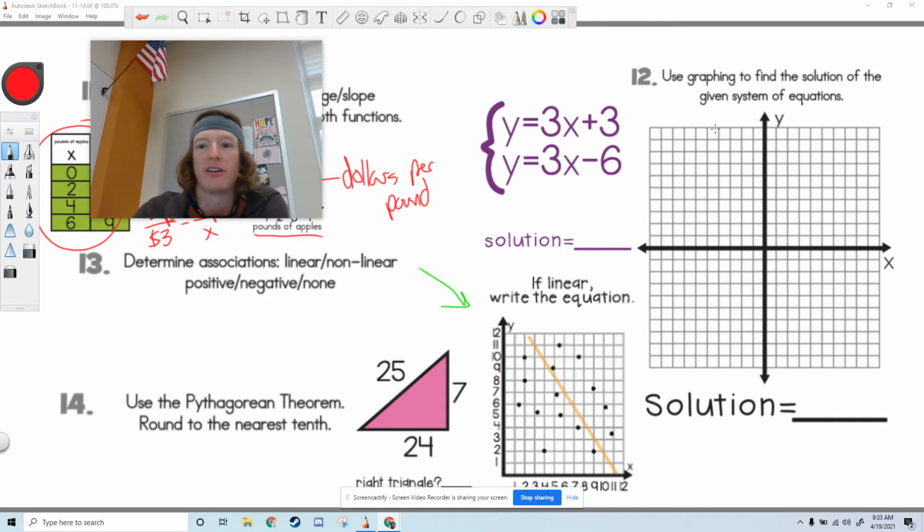Number 12, we've got 2 equations. We need to use graphing to solve this system of equations. We need to find out where these 2 lines cross each other, and that will be the answer. Well, the first one has a y-intercept of 3, and its slope is up 3 over 1.